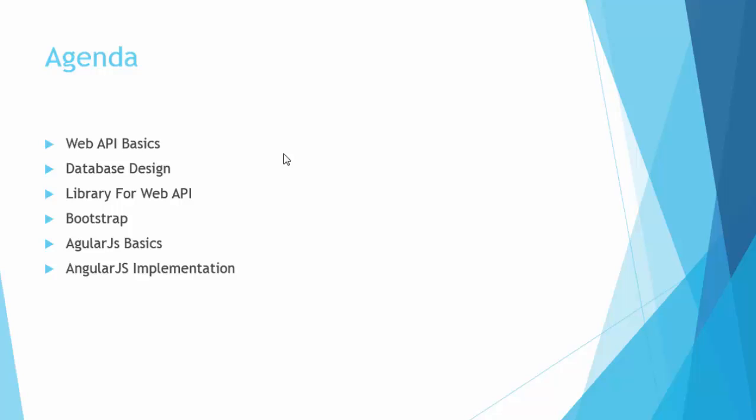In the web API basics, we're gonna see how the routes in the API work, how you're gonna create an API, how the API works, and how we're gonna send the response based on the content types. These kinds of things you will see in the API basics. In the next segment, you're gonna see database design.